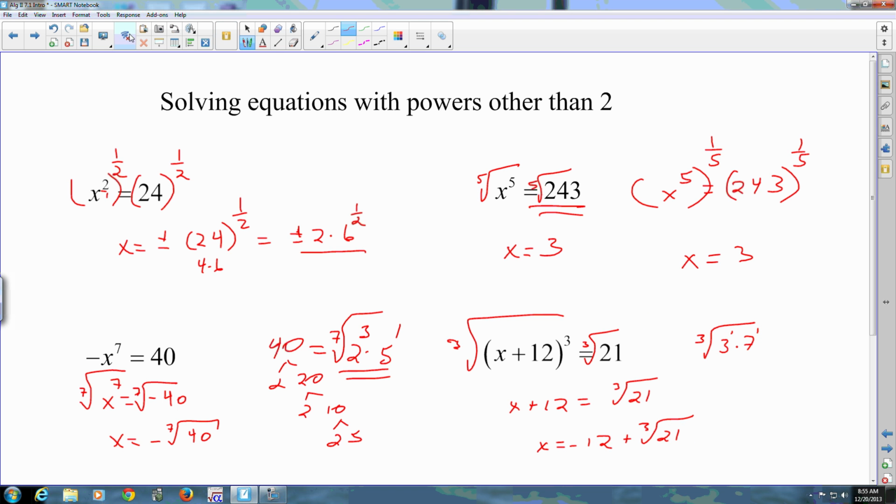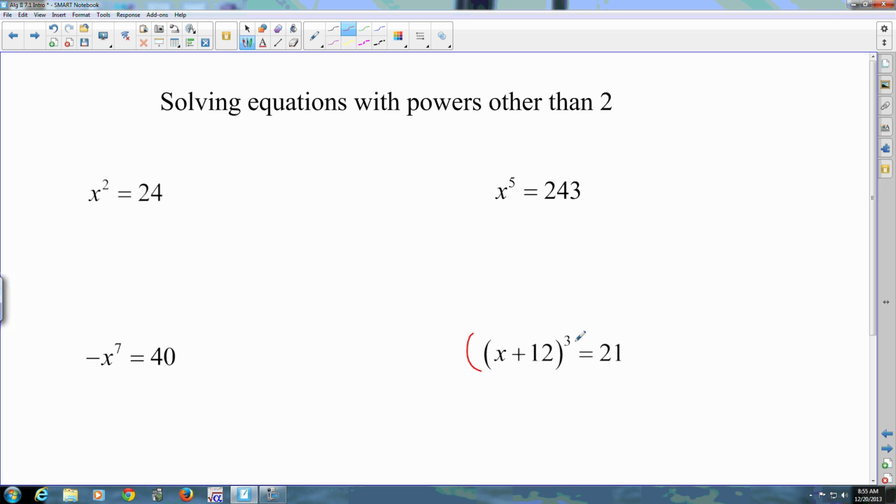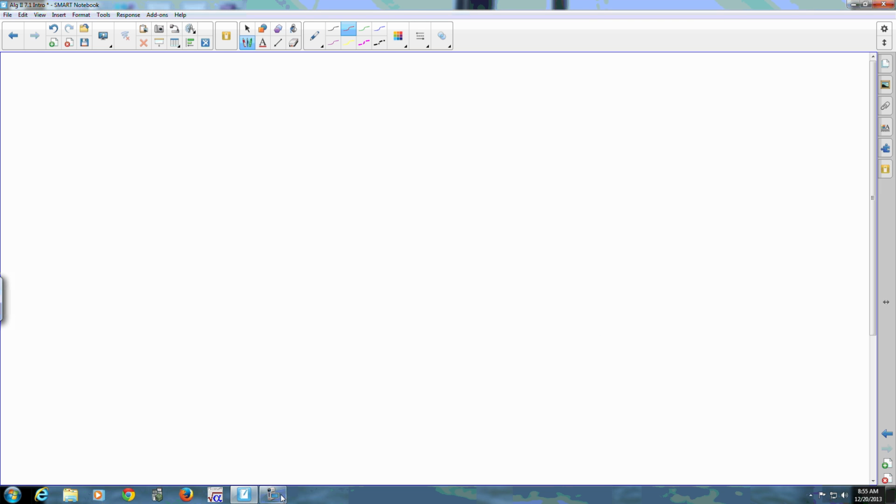To see that with a fractional exponent, you would raise both sides to the 1/3 power. So you have x plus 12. We took an odd root, so there's no plus or minus. 21 to the 1/3. Subtract the 12. Okay, and you'd be done. I think that's the last screen. Yep. So there you go.